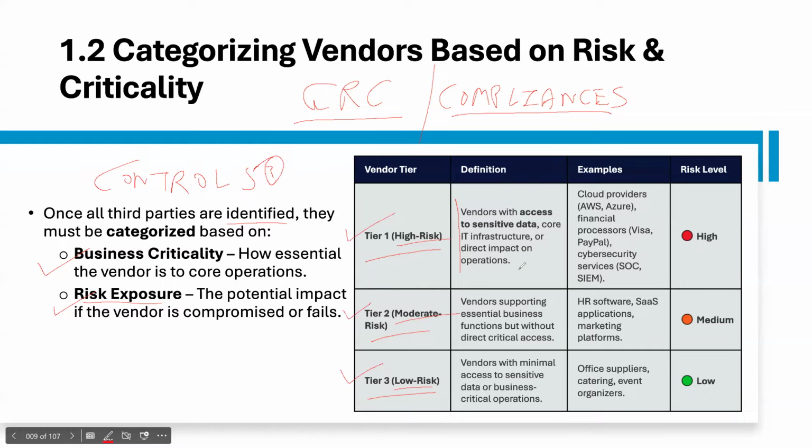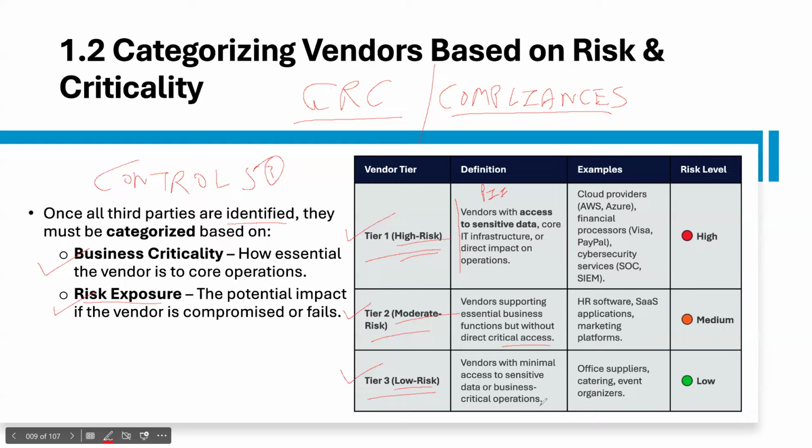So tier 1, very high risk. What do we mean by that? Vendors who have access to sensitive data. What do we mean by sensitive data? Let's say PII or SPII, core IT infrastructure, or direct impact on the operation. Whatever these three categories are, if the vendors fall into these categories, you call them tier 1, high risk vendors. Tier 2 is a vendor supporting essential business functions but without direct critical access to the operation. They are providing you support but they are not impacting the operations directly. Now, tier 3 is basically a vendor with minimum access to sensitive data or business critical operations. They are basically providing you backend support.